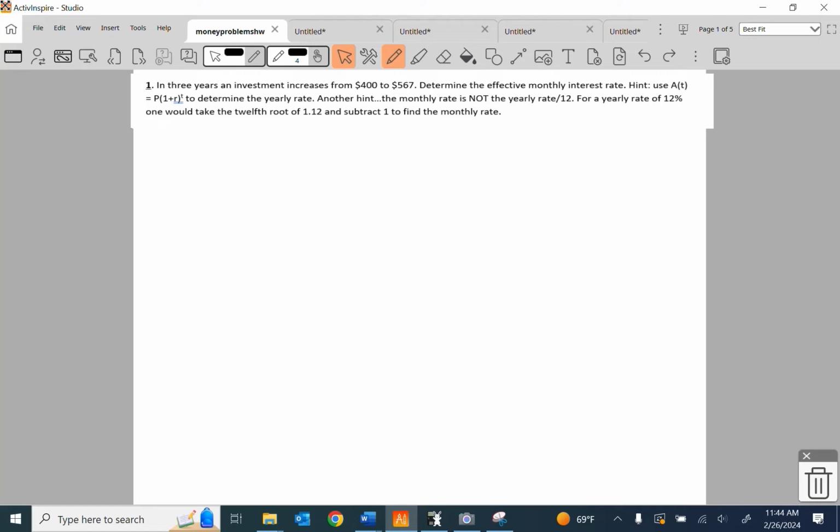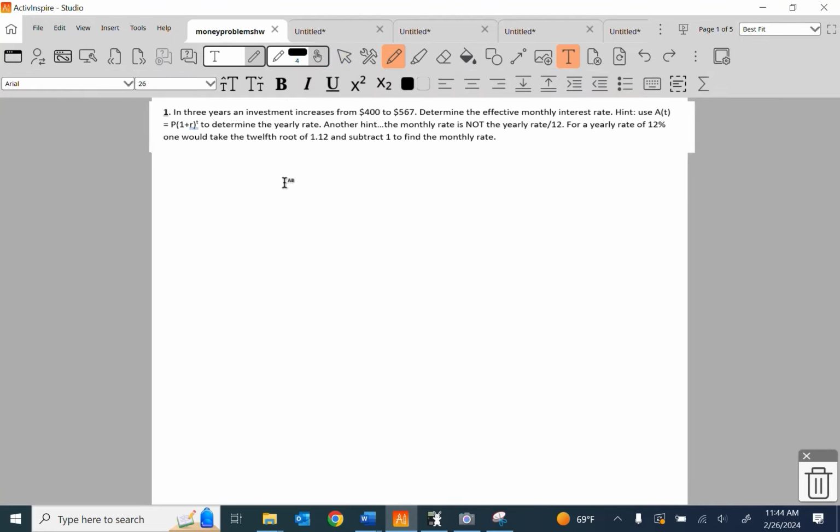Determine the yearly rate. Another hint: the monthly rate is not the yearly rate over 12. For a yearly rate of 12%, we'll take the 12th root of 1.12. That's just a hint on how you do this. A big part of this section is actually trying to figure out how to manipulate things to get other things. So the formula's right here.